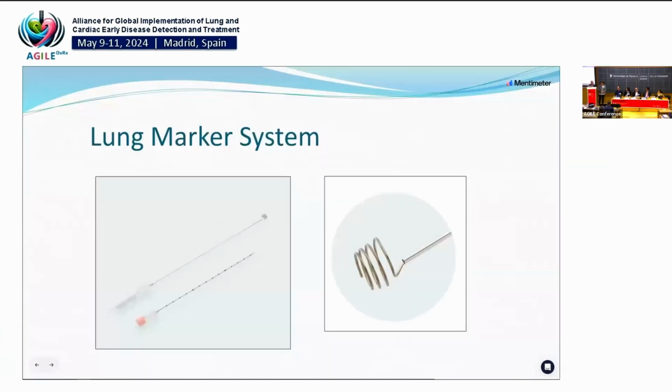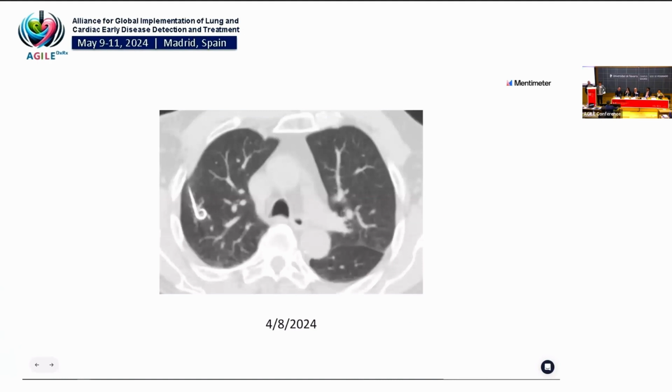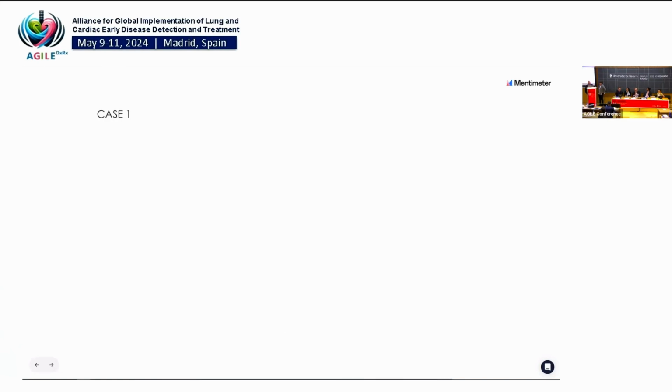I will just to wrap it up. I want to tell you what happened with this case. So we decided to take it out, but since it's so small, we use a special marker system for the lungs. So here you can see this wire, and we send the patient to the OR with this marking in place, and the diagnosis was adenocarcinoma.